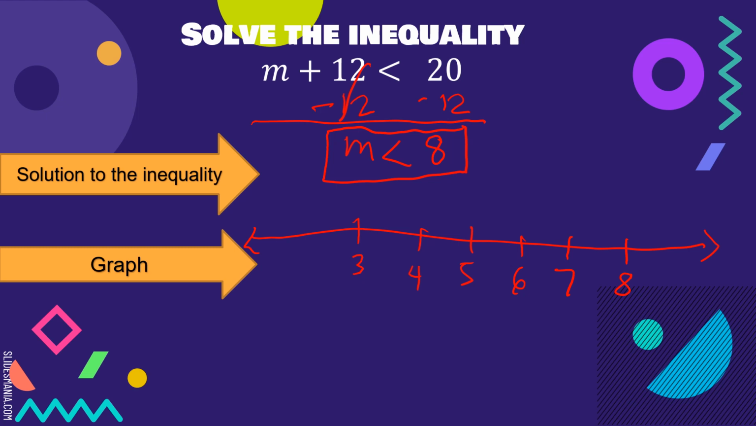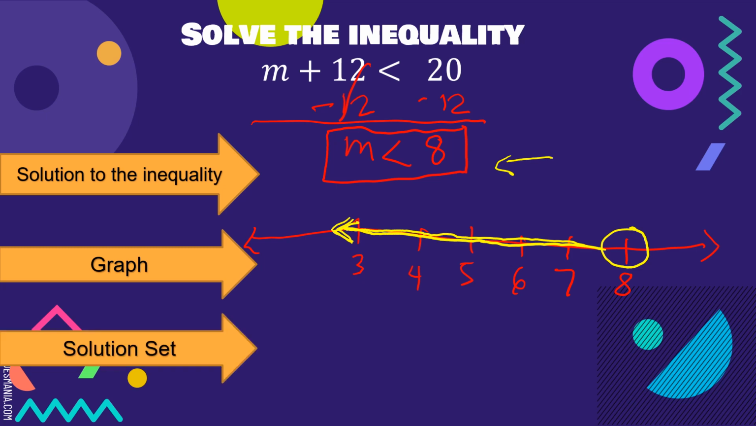And on the solution, it says there that 8 is not included because m is less than 8. So how are we going to illustrate this in a graph? So we are going to make a hollow circle. So that would mean that 8 is not included, and our inequality sign in the solution points to the left. So our sketch of the graph will also point to the left. So from the hollow circle, we are going to sketch the graph to the left. That would tell us all numbers less than 8 are part of the solution set.